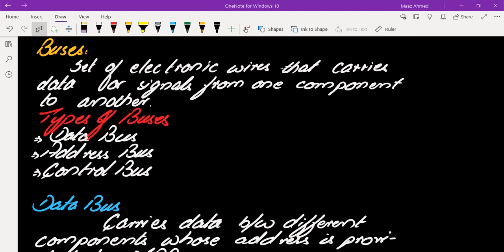Now we're coming to the buses. Now what are the buses? Buses are a set of electronic wires. You might have seen a motherboard. On a motherboard, you might have seen multiple lines that are embossed over it. Those embossed lines are basically termed as the buses. So the set of electronic wires that carries data or signals from one component to another component, or you may say a connecting path or a communicating path between different components of a system, is termed as a bus. Now there are three types of buses: a data bus, an address bus, and a control bus.